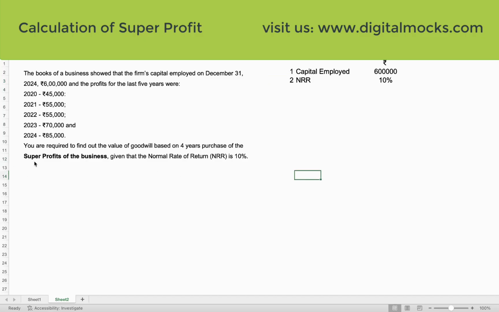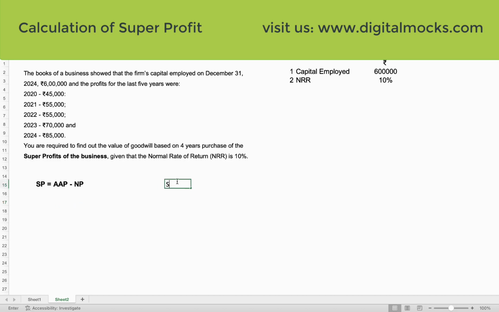Now to value the goodwill we need to find out super profit. So first we need to understand what we mean by super profit. Super profit means excess of actual average profit over normal profit, right? So let me write the formula. Super profit means excess of actual average profit over normal profit. Okay, so the difference of actual average profit and normal profit is known as super profit. So this is the formula we will be using to calculate super profit. AAP means actual average profit and NP means normal profit.